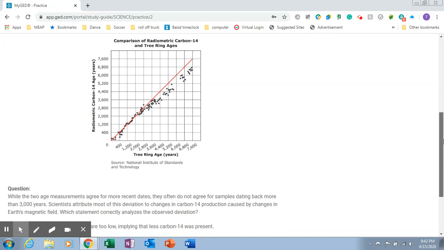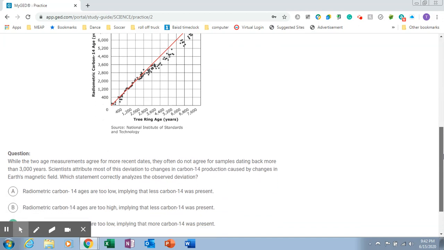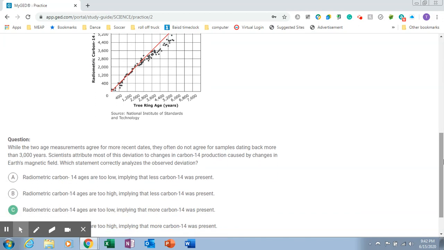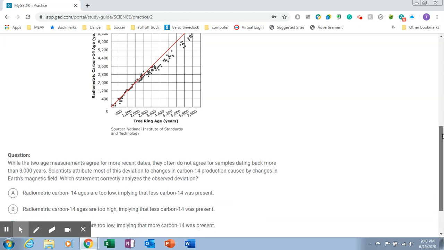Let's look at the question and see what they want to know. While the two age measurements agree for the most recent years, yeah, all the dots are compared. Yep, right on the line. That's where they should be. They often do not agree for samples dating more than 3,000 years. Scientists attribute most of this deviation to changes in carbon-14 production caused by changes in Earth's magnetic field. All right, that's interesting. Which statement correctly analyzes this observed deviation? Let's read them and try to understand what's going on.